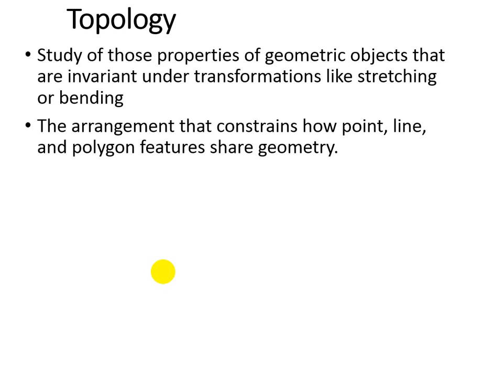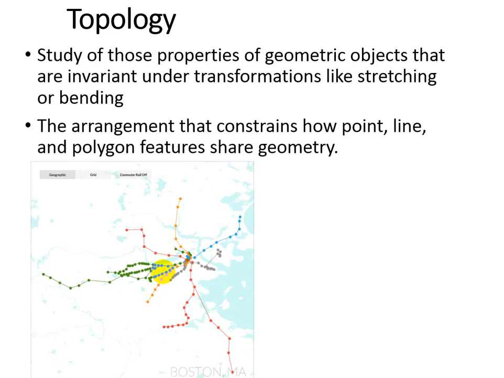A secondary definition of topology is the arrangement that constrains how point, line, and polygon features share geometry. This is an example of a map in the Boston area, sort of the metro map, right? And this is where the stations are, those little dots, where they actually are in geographic space, right? This map, if you're not from that area, looks a little bit confusing, right?